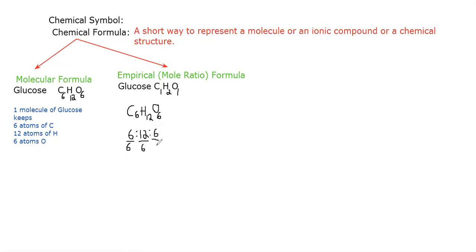Okay, now if I just divide it, what is the right answer? 6 ones are 6, this would be 6 ones are 2, 6 ones are 6, 6 twos are 12, and that is 6 ones are 6. So according to that ratio, we can obtain the formula C1H2O1, which can also be written this way: CH2O.